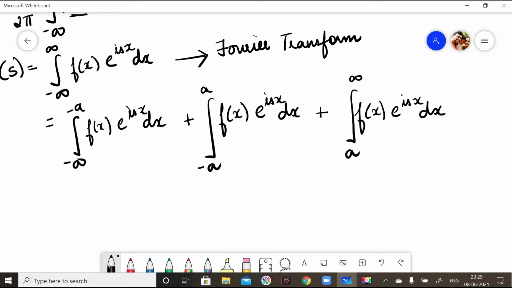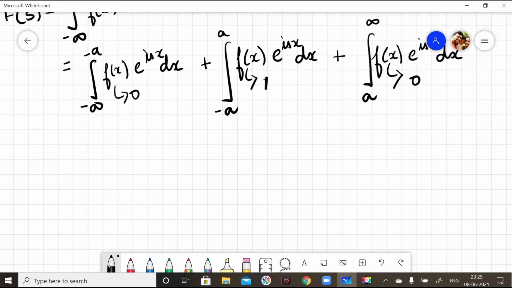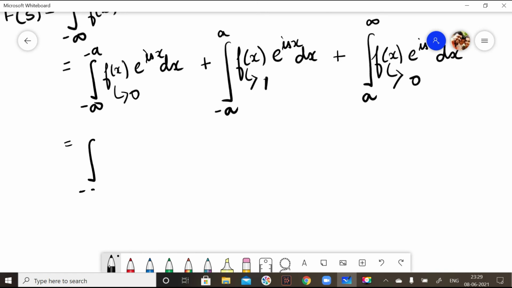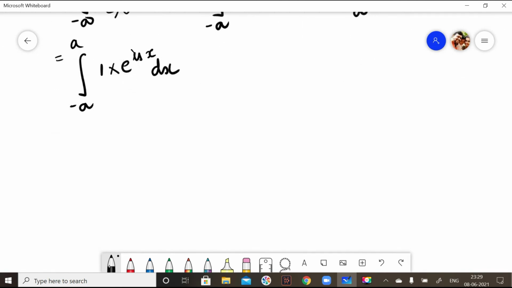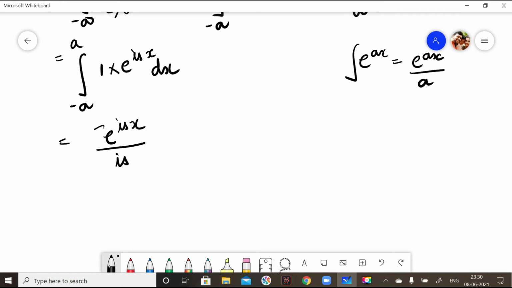So if you look at the diagram, for this part f of x is 0, for this part f of x is 1, and for this part f of x is 0. So what is left over? It is integral minus a to a 1 into e to the power isx dx. So when I integrate e to the power isx, what will I get? If I have e to the power ax, when I integrate, I will get e to the power ax by a. So here it is e to the power isx by is. The limits are a and minus a.